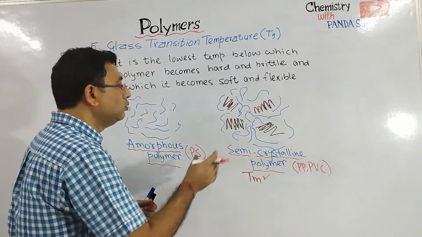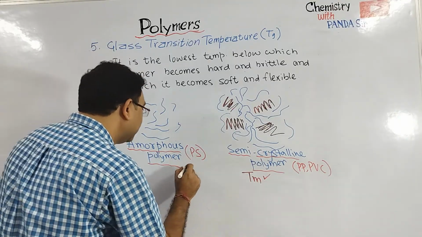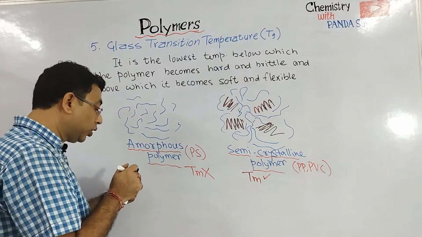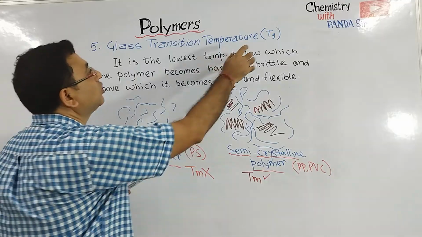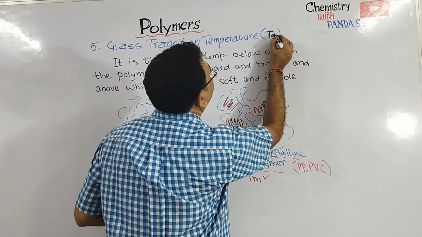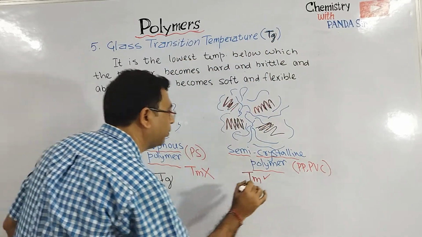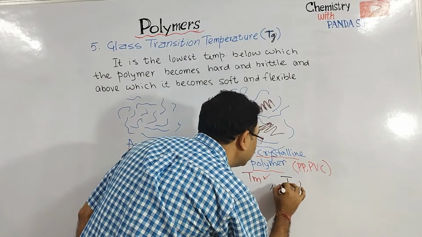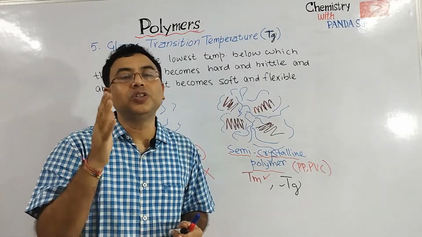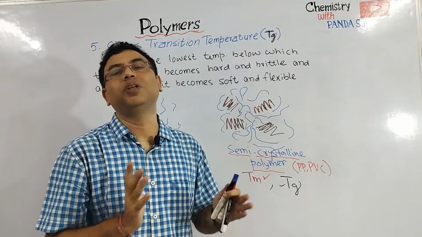Now, semi-crystalline polymers have a melting point. Amorphous polymers don't have a melting point, but both of them have the glass transition temperature, Tg. Both of them have a glass transition temperature, and that is the reason we can consider the glass transition temperature as a characteristic value of the polymers.